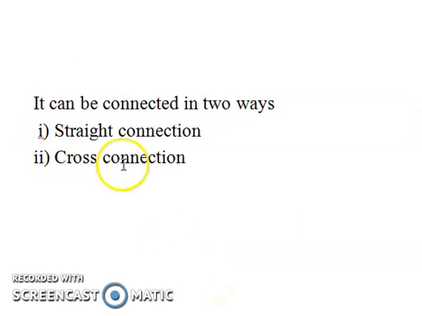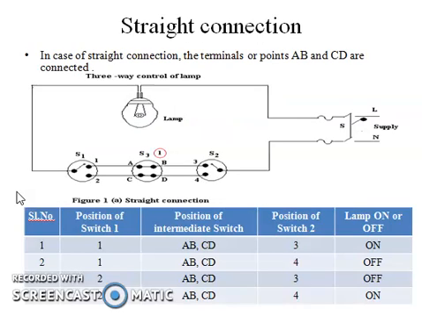Before going to that, let me discuss that the three-way control of lamp is connected in two different ways: one is the straight connection, another one is the cross connection. What is a straight connection and what is a cross connection, we will study one by one in the coming slides. Let us study the straight connection of three-way control of lamp. This is your intermediate switch. The remaining circuit is the two-way control lamp. Just one intermediate switch is inserted in the two-way control circuit, and that becomes three-way control of lamp.